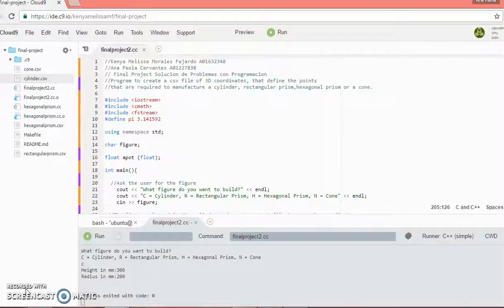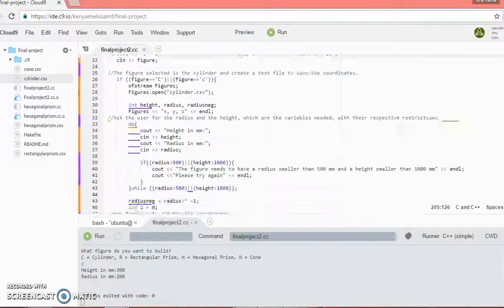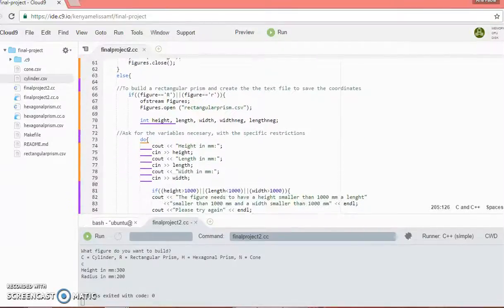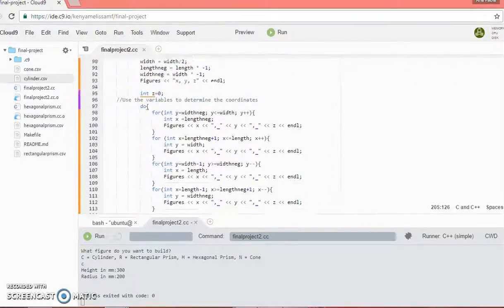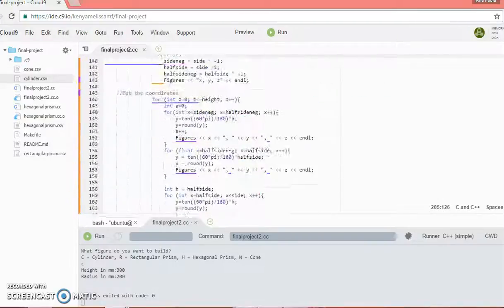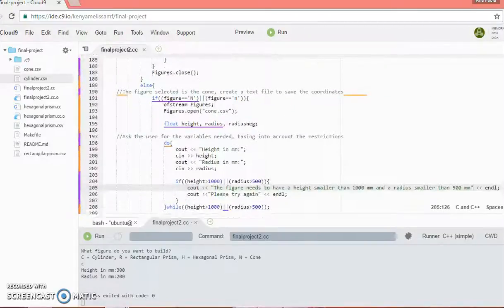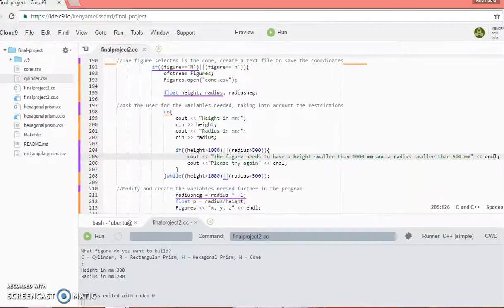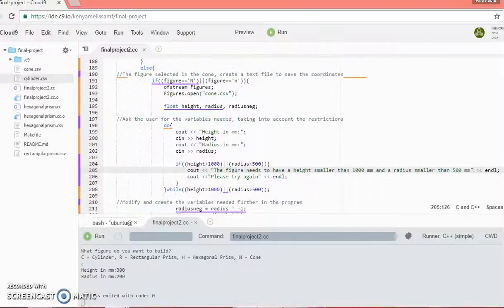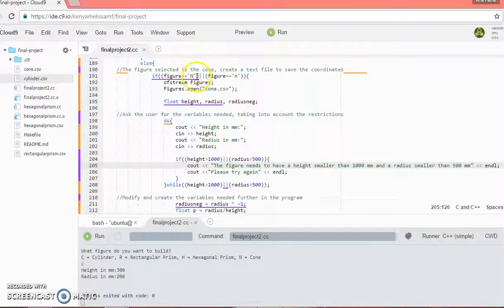In this milestone, what we achieved was to get the cone, and we're going to show you how we made it. We have here the cone. Okay, so the letter for the cone was N. So when the user enters N, we know that we want to make a cone.